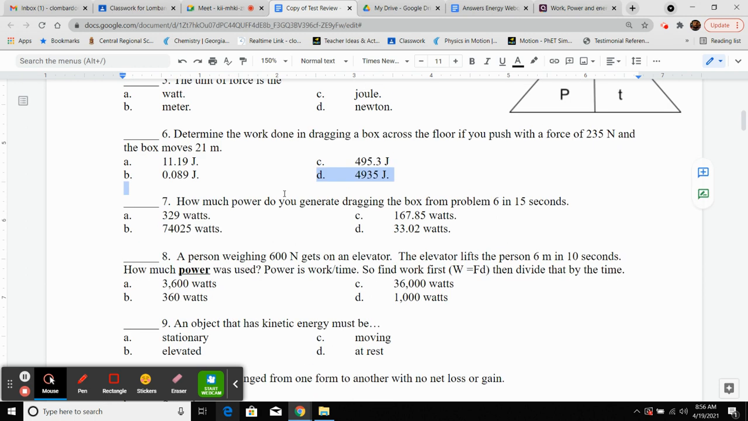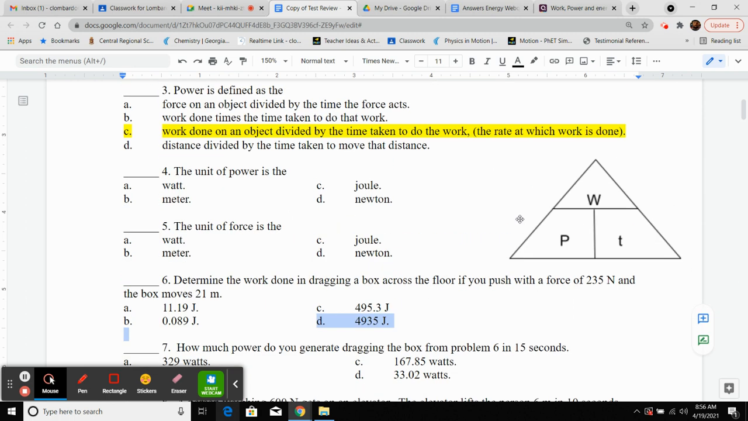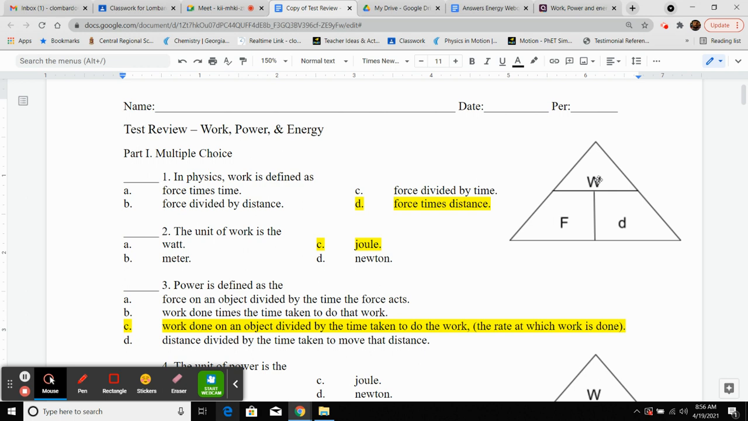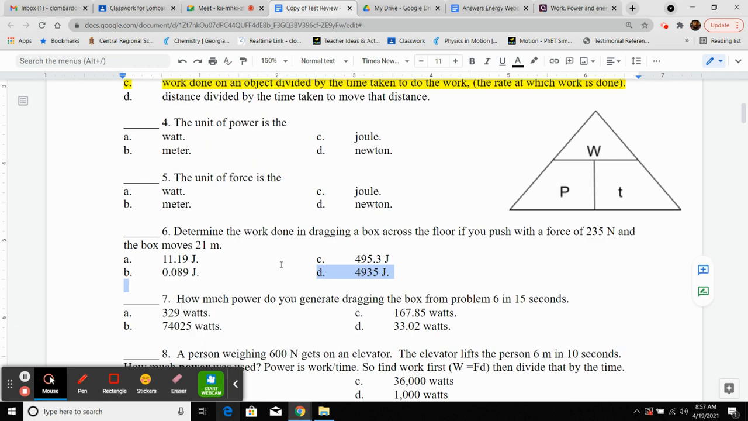Number 6. To determine the work done by dragging a box across the floor if you push with 235 newtons and the box moves 21 meters. So I have a force and I have a distance this thing moves. Work, W, is equal to force times distance. So you're going to multiply those two things together, and that is going to kick out an answer of 4,935. Okay. And what did I do to get those? I multiplied 235 times 21.